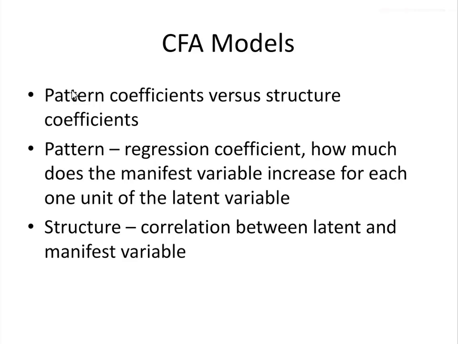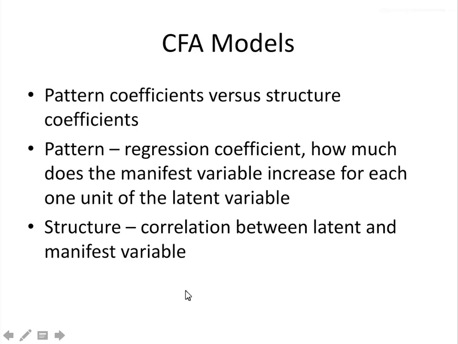So how much does the latent increase? How much for each point of the latent do you get on the manifest? Because of the direction of the arrows. So the latent variable is technically x. For every 1 unit increase in x, or latent, we get regression coefficient increases in y, or those manifest variables. And that's particularly important if you're using it in a predictive capacity.